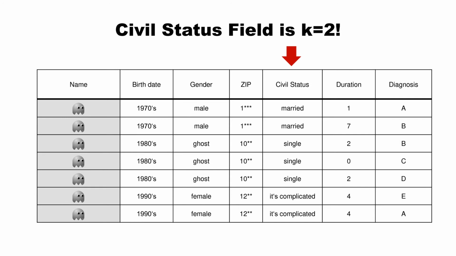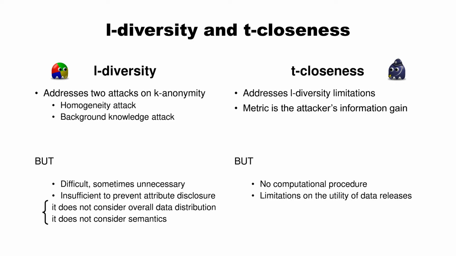For the release of the entire dataset, this dataset is k=2, because there are at least 2 subjects in each of the categories. Of course, K-anonymity is not perfect. It has its flaws. Two works in academia try to address those problems. The first one is L-diversity. L-diversity addresses 2 attacks on K-anonymity, called the homogeneity attack and the background knowledge attack. Addressing those problems makes K-anonymity better, but it also has its own problems.